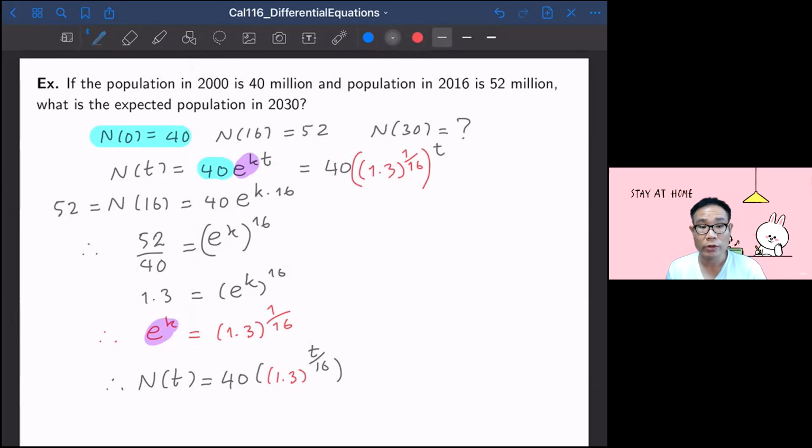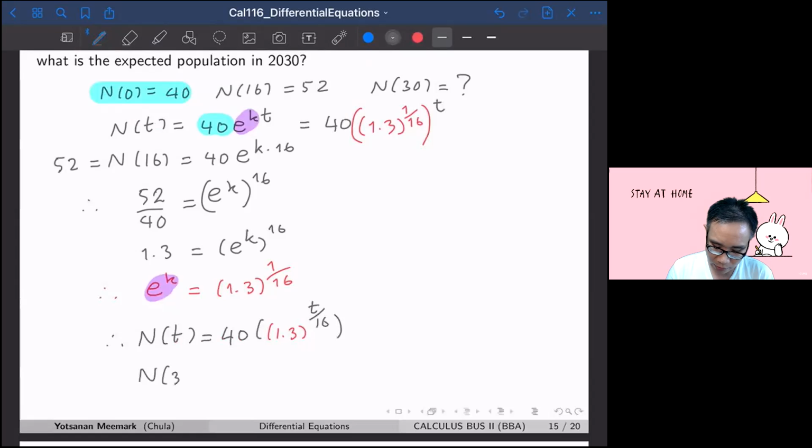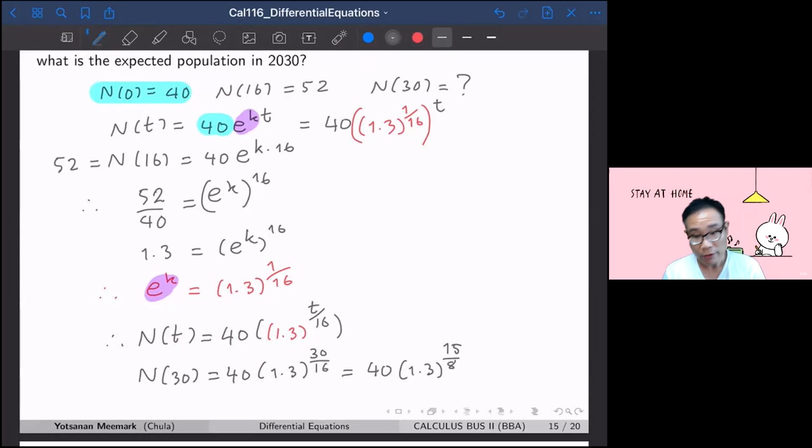Okay, so this one is your N(t), and you'd like to find N(30). So N(30) would be just 40, and you plug in, so it's going to be 40 times 1.3 to the 30 over 16. So it's going to be 40 times 1.3 to the 15 over 8. Okay, and that's all. So this one will be the population that you have. You can just use the calculator for the exact value.